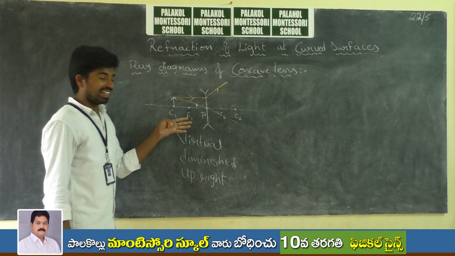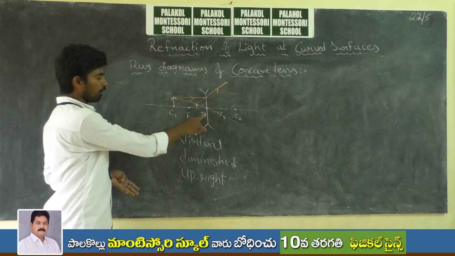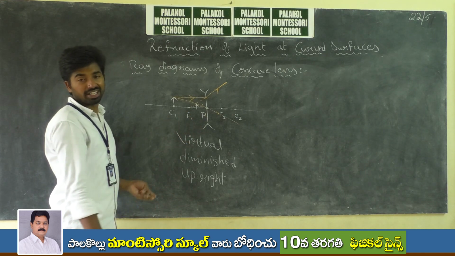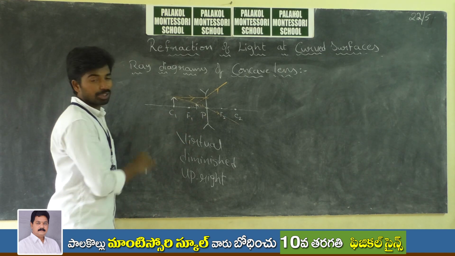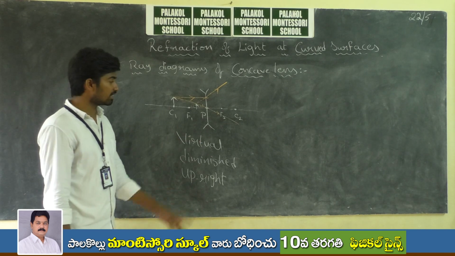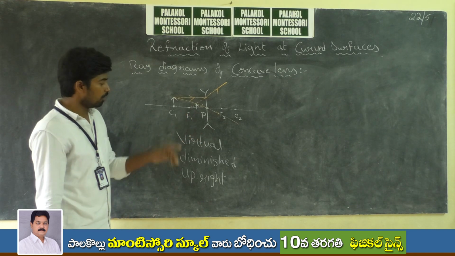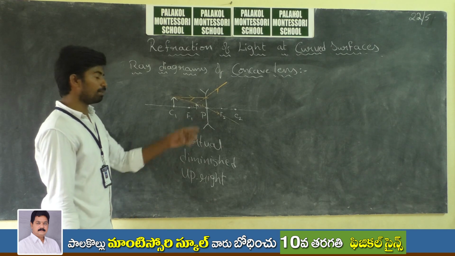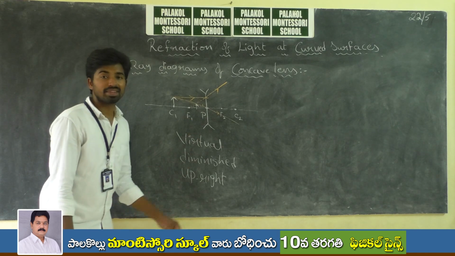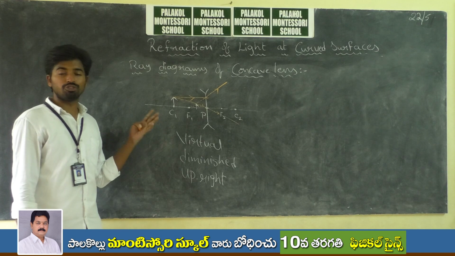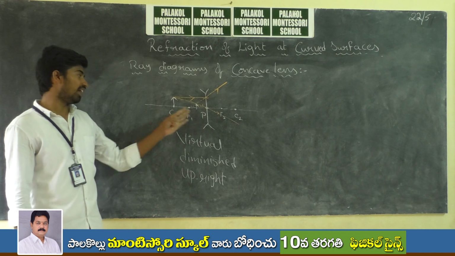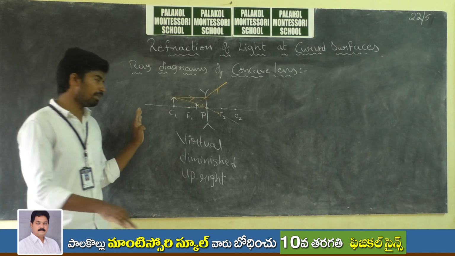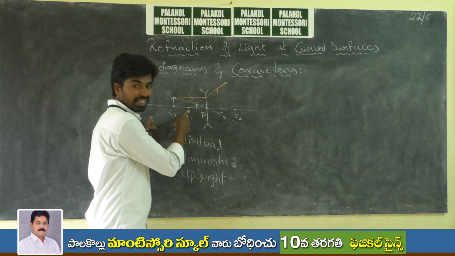So the image is formed in between the focus point F1 and pole. Wherever the object is placed for a concave lens, the image will be observed in between focus point F1 and pole. Of course it changes with the distance between the object and the lens, but the image will be observed in between the focus point and the pole only.